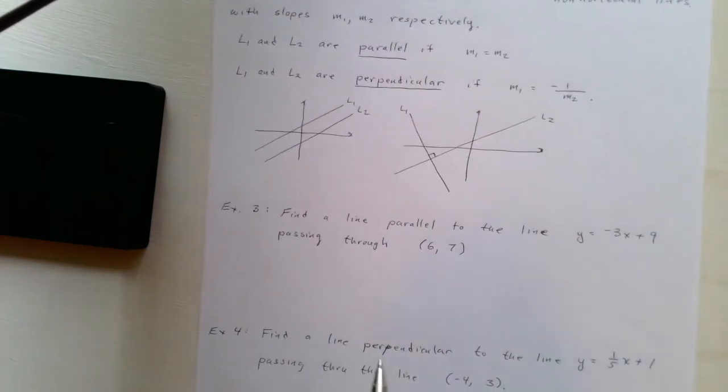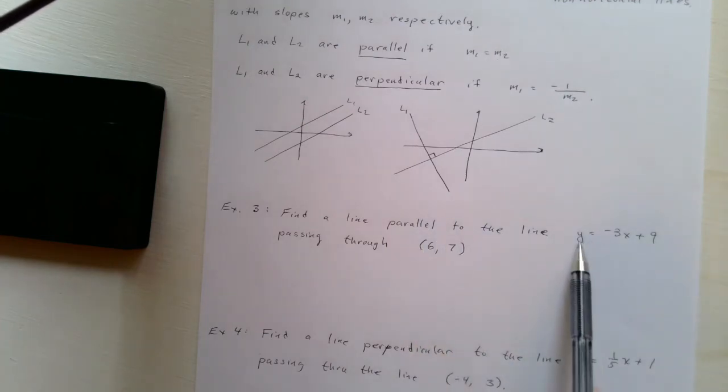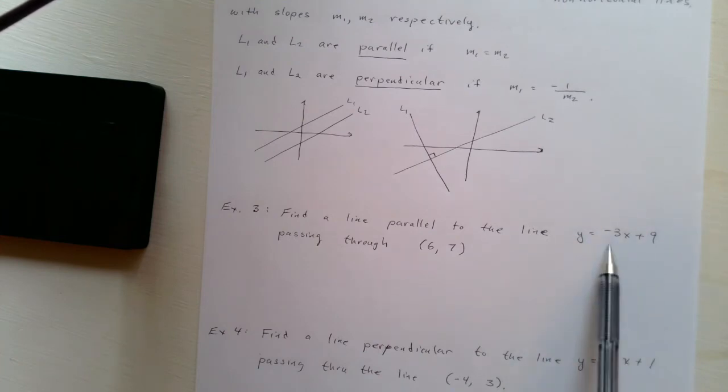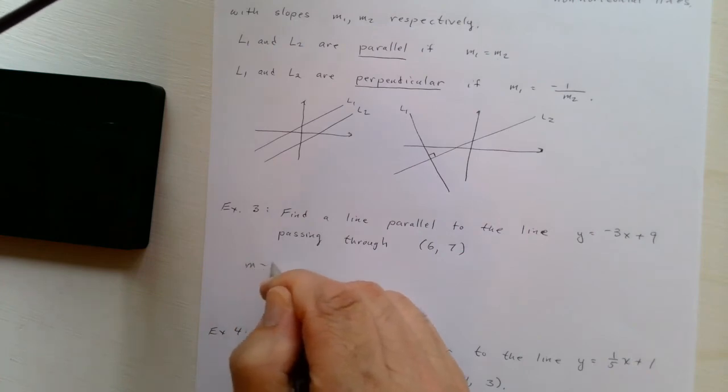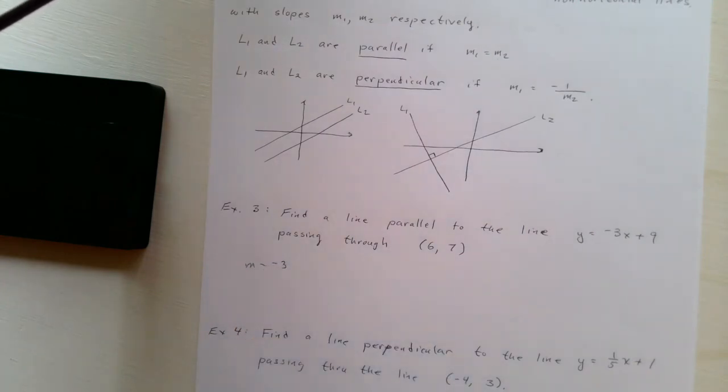All right, so if we want to find a line parallel to this line, y equals negative 3x plus 9, and we want to have it so it passes through the point (6, 7), how do we do that? Well, first of all, if two lines are parallel, they have to have the same slope. So what's the slope of this line? It's already in y equals mx plus b form. What's m? It's negative 3.